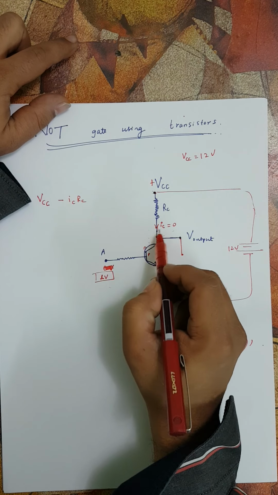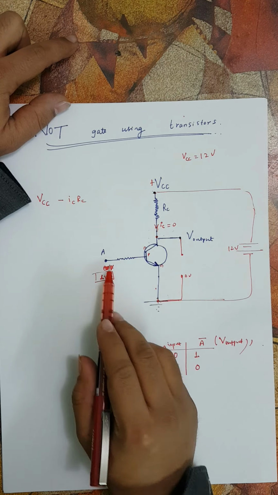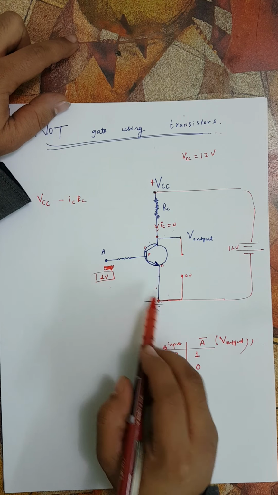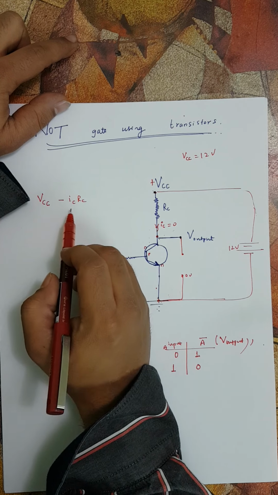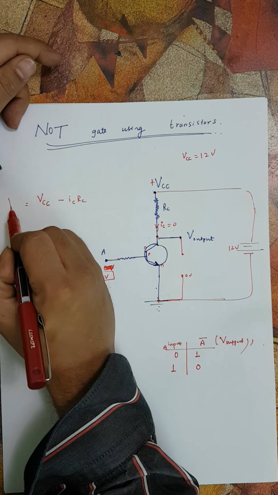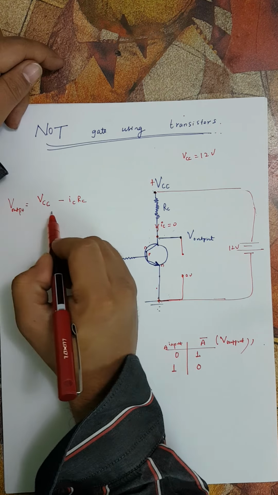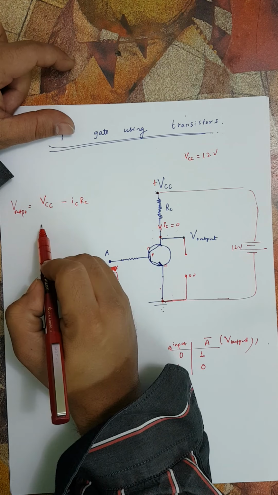Why is there a low voltage? Because of a good amount of IC. Why is there a good amount of IC? Because there is a good amount of IB. And why is there a good amount of IB? Because we have sufficiently forward biased this base-emitter PN junction. So because of this IC, the voltage decreases. So this is the output. The output voltage is less in this case.